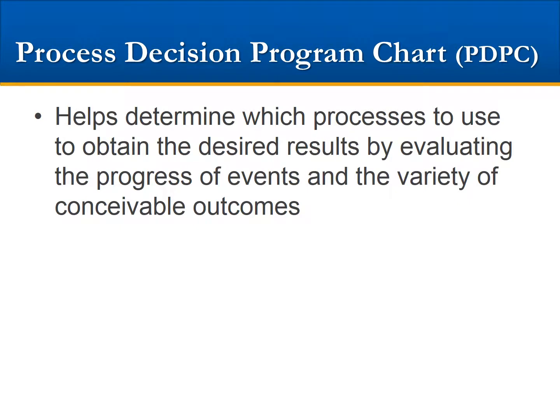The Process Decision Program chart helps determine which processes to use to obtain the desired results by evaluating the progress of events and the variety of conceivable outcomes. The PDPC systematically identifies what might go wrong in a plan under development. Countermeasures are developed to prevent or offset those problems. By using PDPC, you can either revise the plan to avoid the problems or be ready with the best response when a problem does occur.